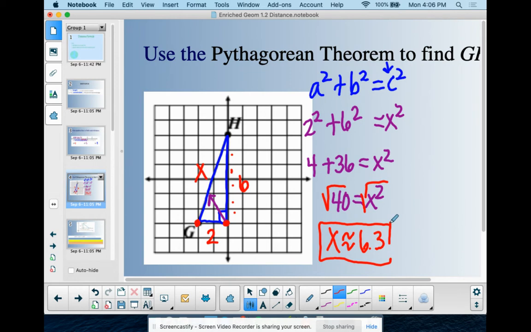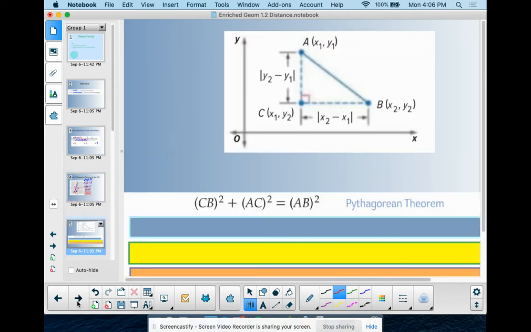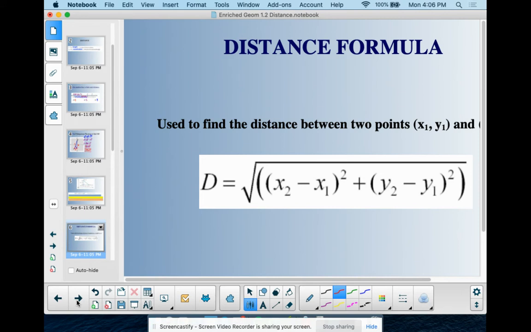Some of you might really like that, and some of you may not. That's one way. And it's easy sometimes when you have a picture like this, but you won't always have a picture to go off of a graph, right? Sometimes we're just going to give you the ordered pairs. So that's why someone much smarter than you and I came up with the distance formula. Here's the distance formula. Take a second to write it down and make sure you write it down correctly.